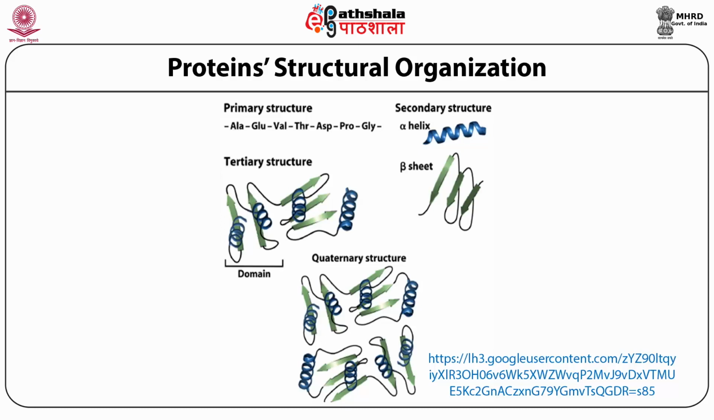As the polypeptide chain folds, it forms certain localized arrangements of adjacent amino acids that constitute the secondary structure. The overall 3D shape that a polypeptide assumes is known as the tertiary structure of a protein, and likewise proteins that contain 2 or more polypeptide subunits are said to have quaternary structure.